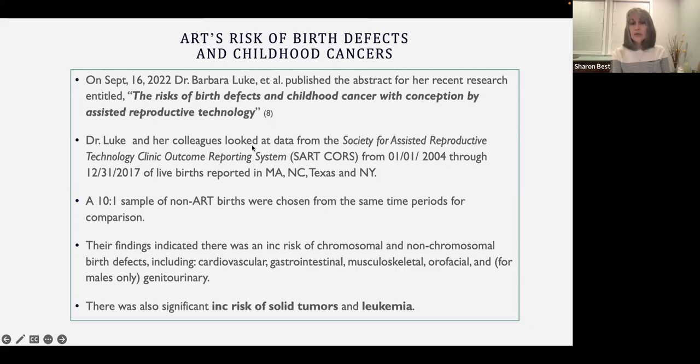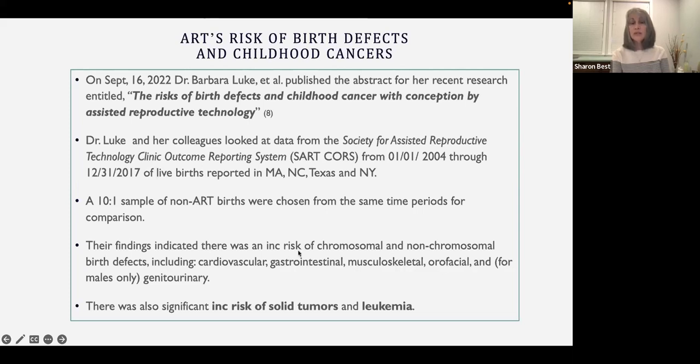So Dr. Luke and her colleagues looked at data from a registry called the Society of Assisted Reproductive Technology Clinic Outcomes Reporting System. She looked at that data for 14 years, from January of 2004 to December of 2017, and at what was reported in the states of Massachusetts, North Carolina, Texas, and New York. So this is a robust, quality, good study. She had a sample 10-to-1 of normal pregnancies to those pregnancies achieved through assisted reproductive technology that she compared.